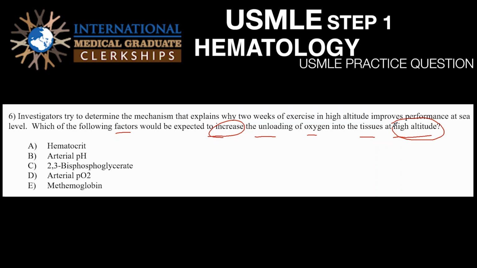So that being said, based on our answer options, we're looking for something that's going to help us unload oxygen from the hemoglobin molecule. And the specific molecule in our body that helps us do this at high altitude is 2,3-BPG. So there is enough information just from the question to derive the right answer if you understand the concept of oxygen dissociation.